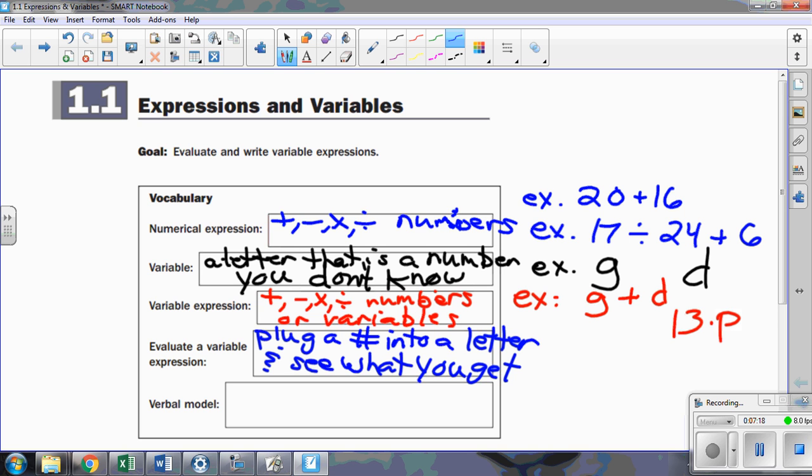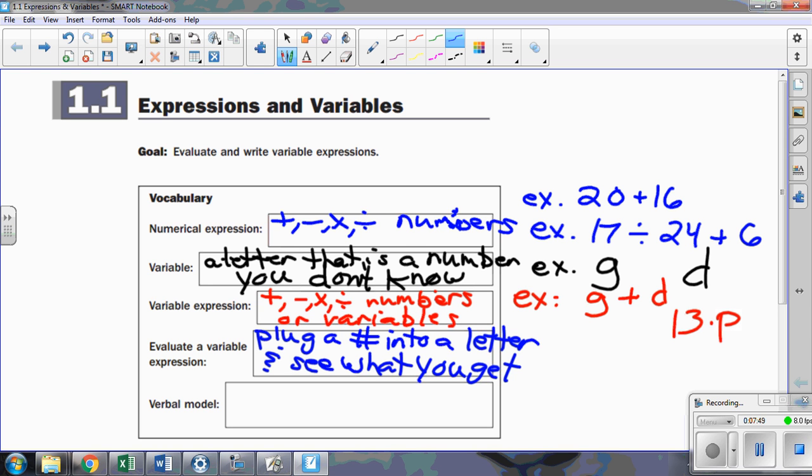Evaluating a variable expression just means that we'll take a number, plug it in for a letter, just replace it, and then we'll crunch the numbers to see what we get. A little more formally, we substitute a value into a variable and evaluate the expression. I'm not going to put an example down here because we have a couple of examples coming up a little bit later in the video.